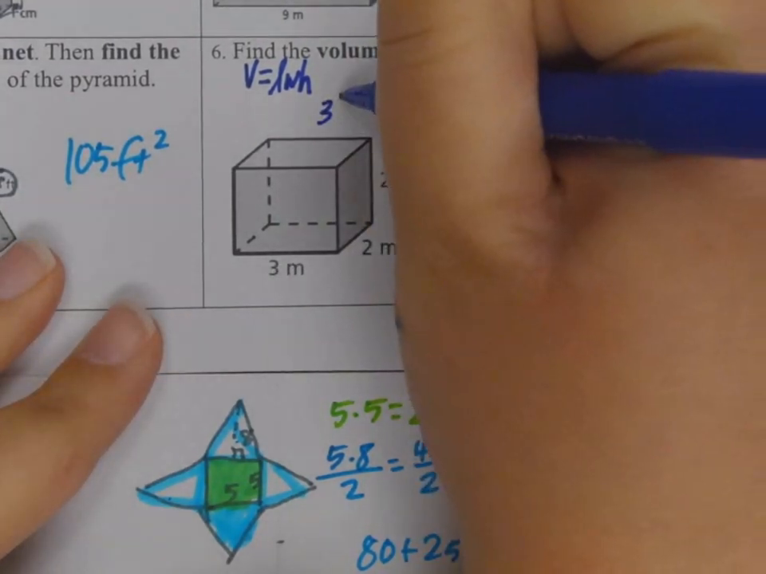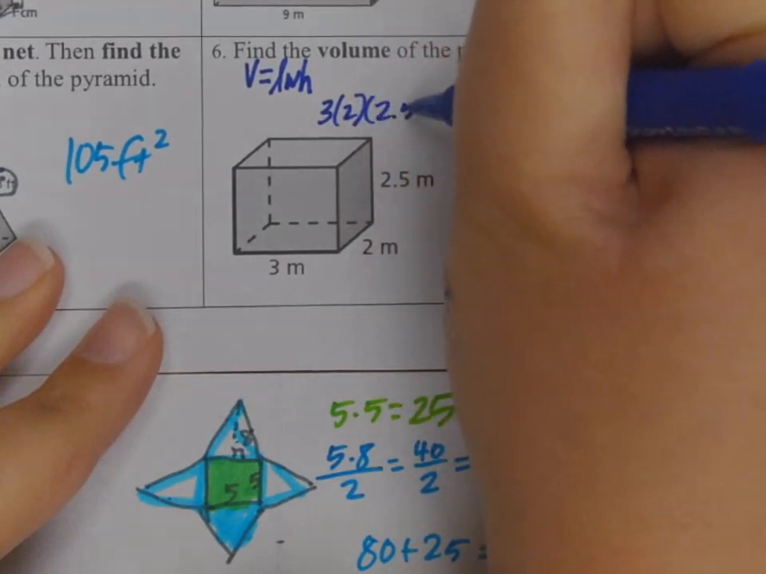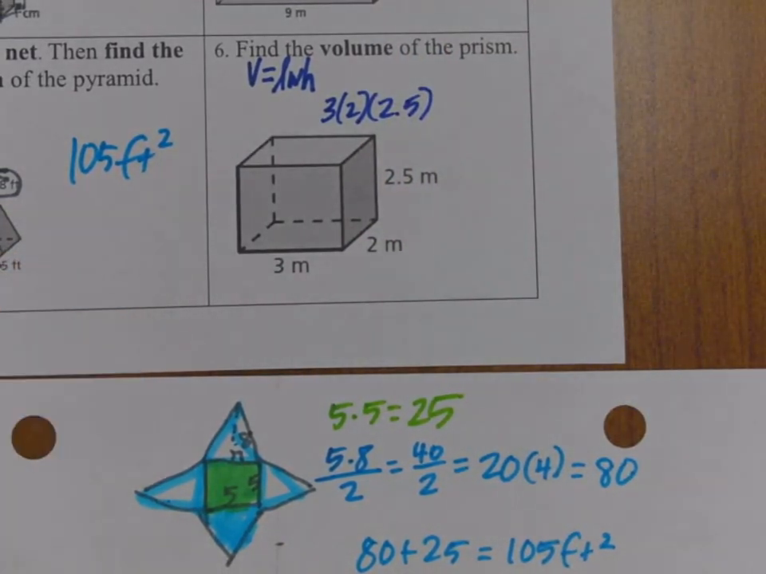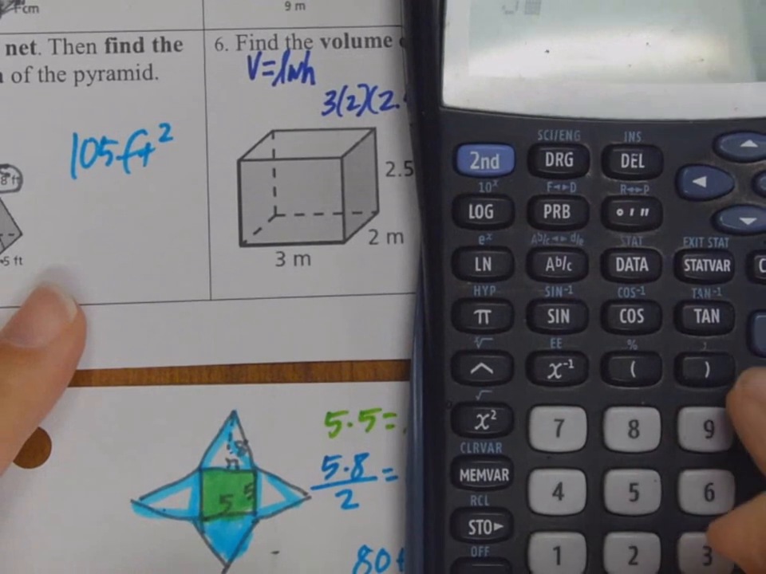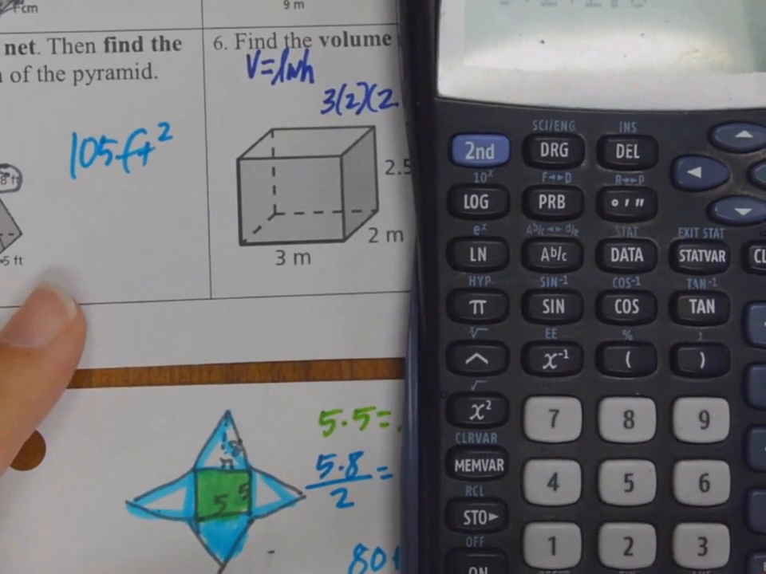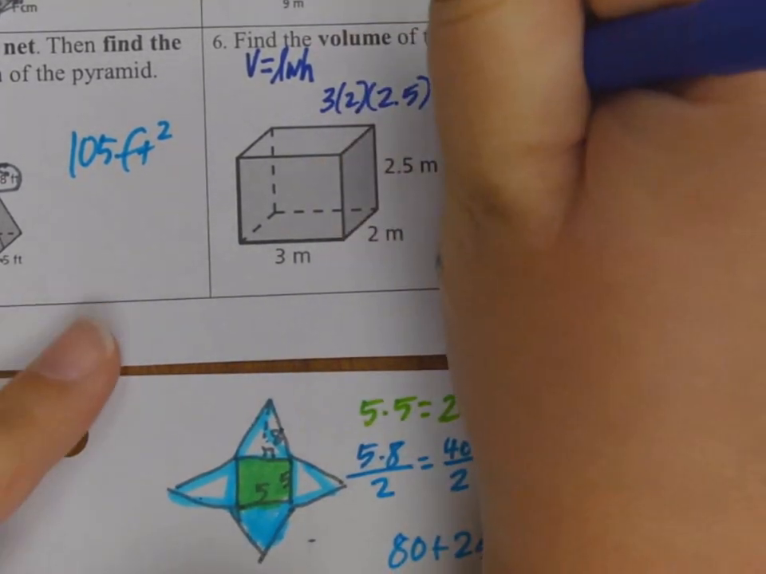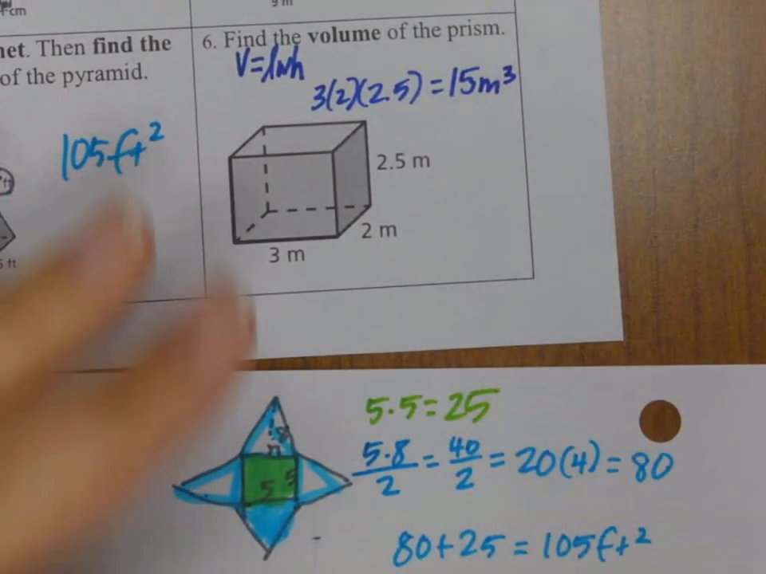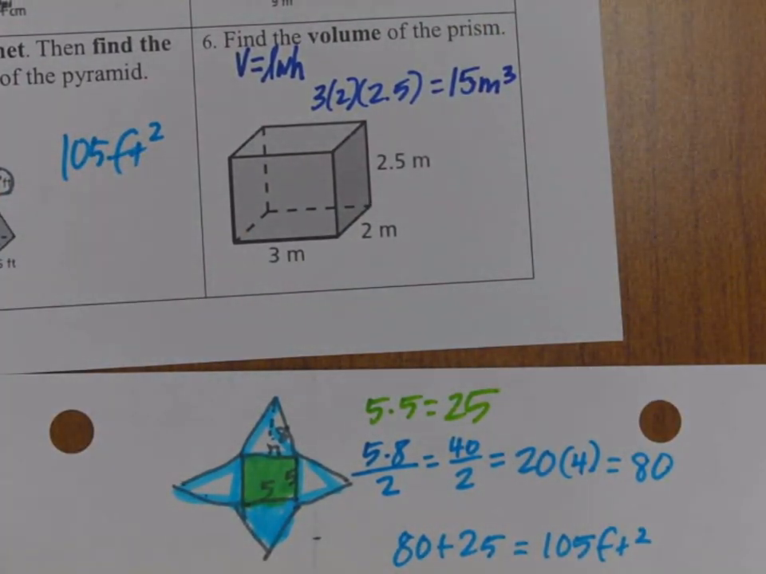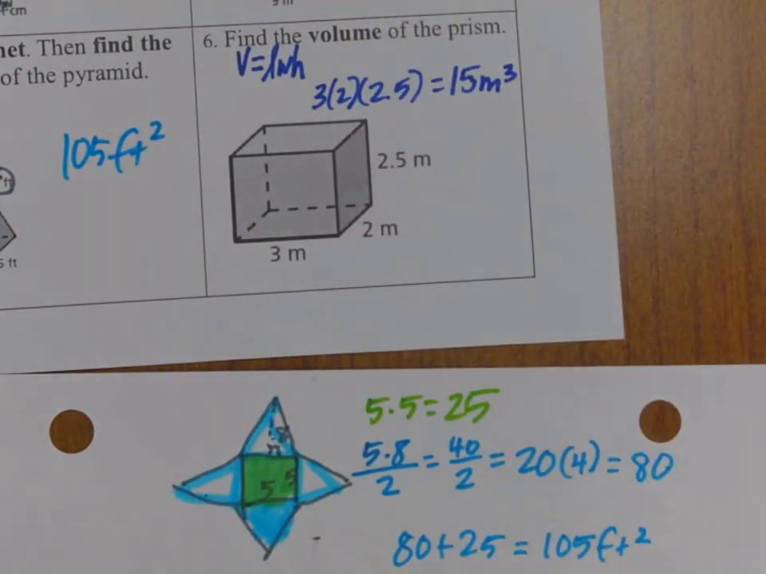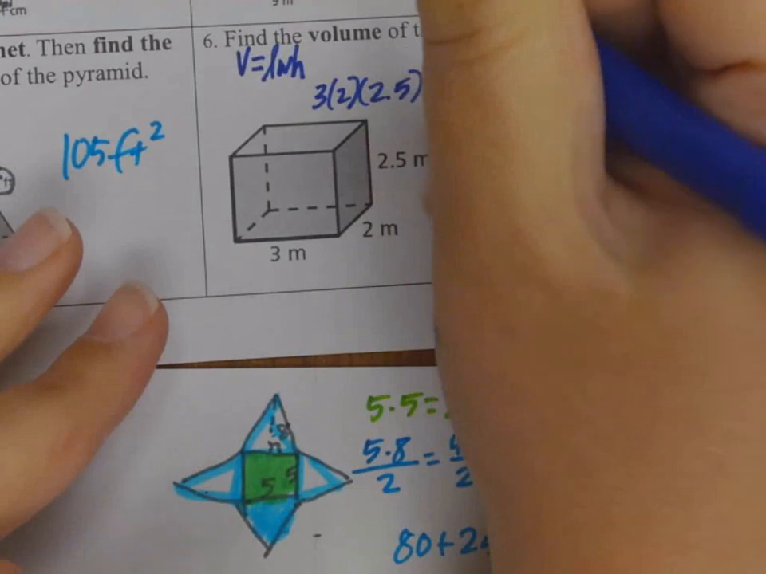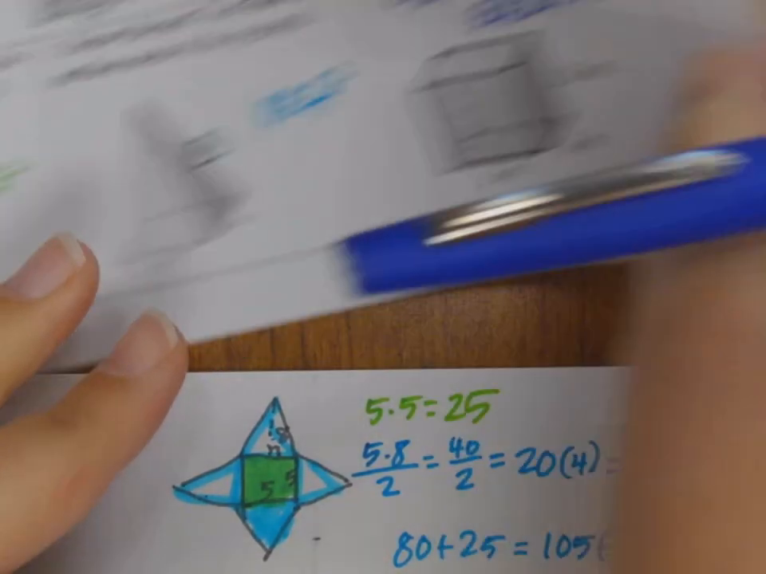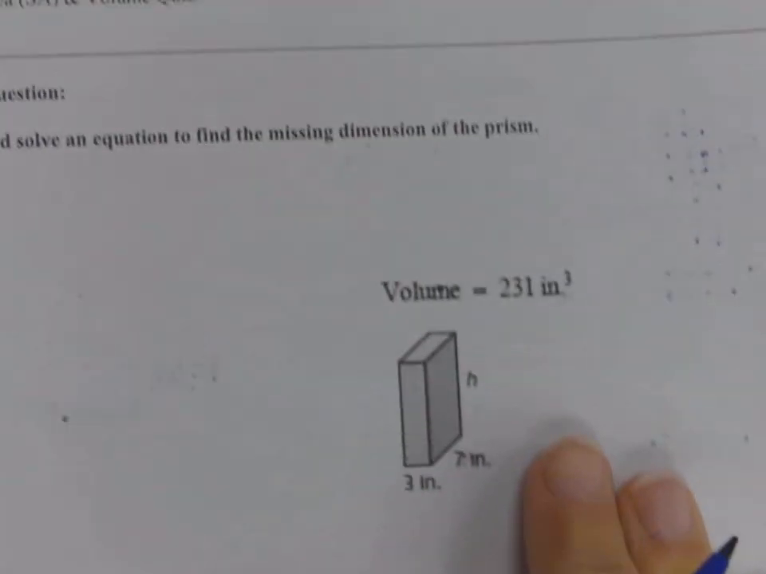So 3 times 2 times 2.5. You can just plug it right into your calculator. And you get 15 meters cubed this time, because volume is cubes. Like how many cubes can you fit inside that cube? Okay, so that is volume, and the bonus question also has to do with volume.